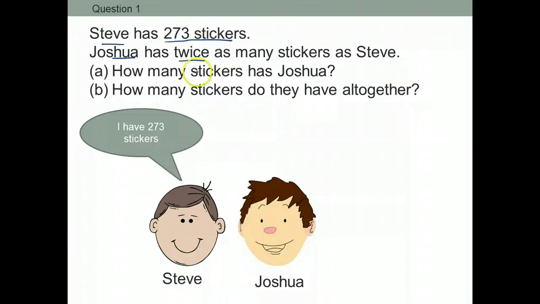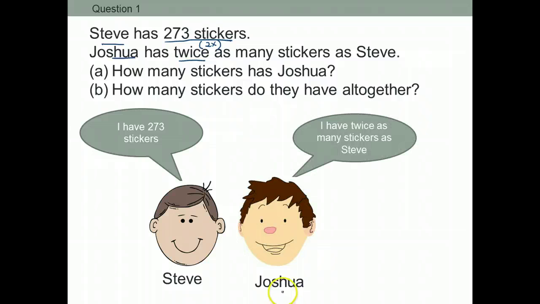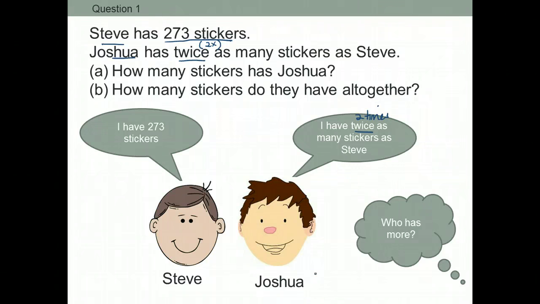What do I mean by twice? Yes, twice means he has 2 times as many stickers as Steve. So Joshua has twice, which is 2 times as many stickers as Steve. Who has more? Is it Steve or Joshua? In this question, the question is asking us to compare. And we need to find how many stickers has Joshua and how many stickers do they have altogether.